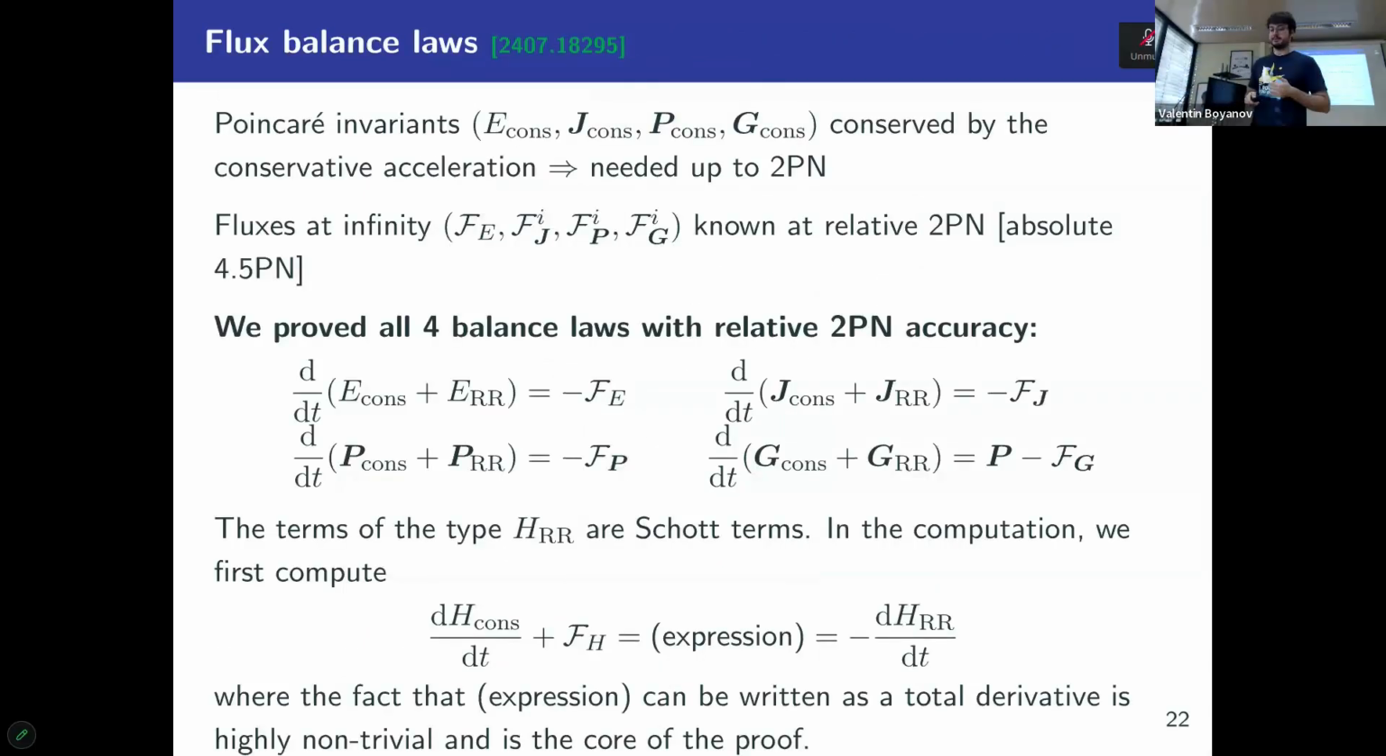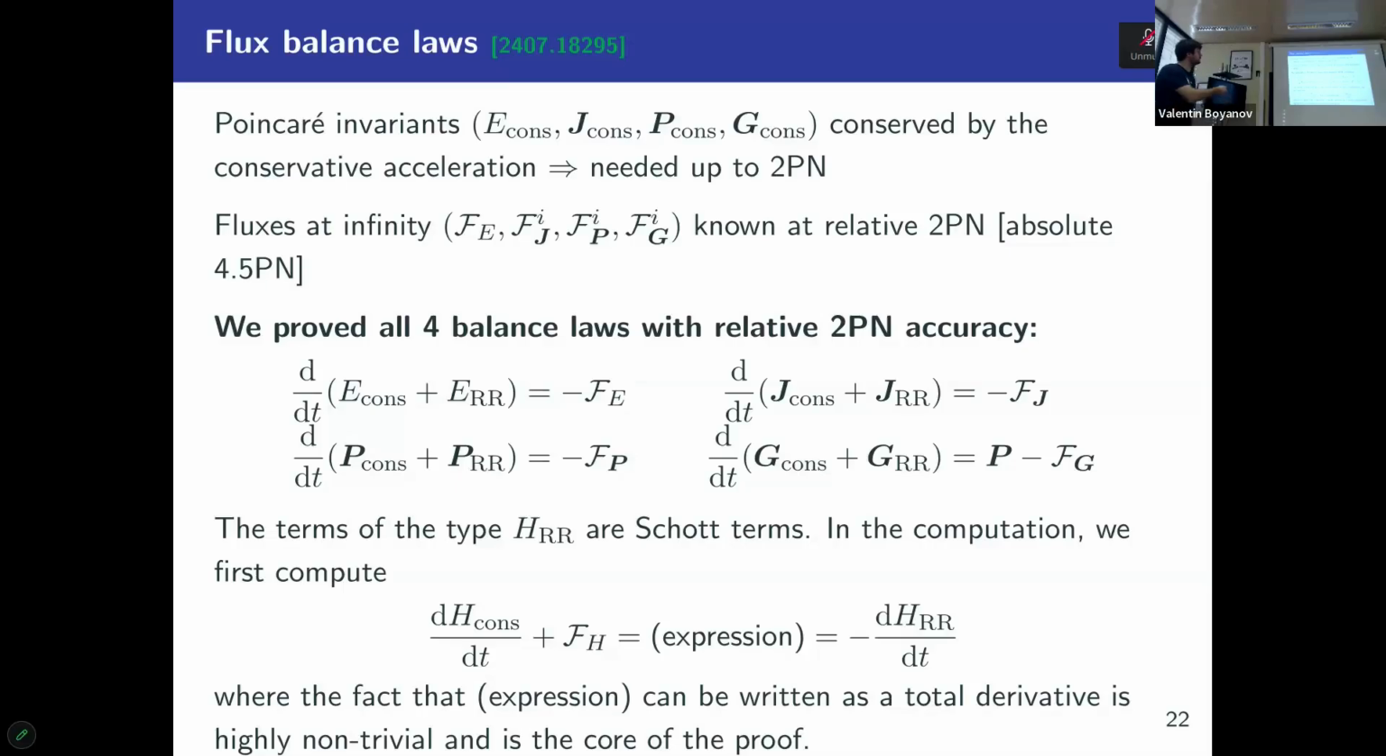So an interesting verification, once we've obtained these equations of motion, was to prove the flux balance laws at 2PN. I've told you that there are subtleties about how to relate the far zone and the near zone, so the flux balance laws are a postulate, but we can prove them explicitly at the finite order we're working at if we have both the energy and equations of motion and fluxes computed at that order.